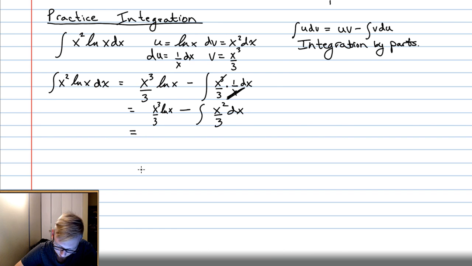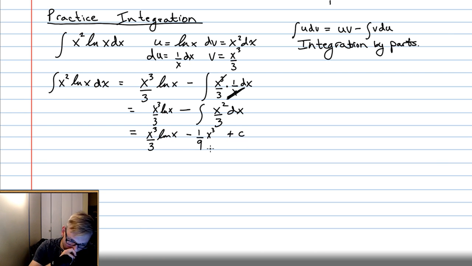Anyways, so I can finish this problem. Might as well, right? X cubed over 3 natural log of x. That stays the same. Now the integral of x squared over 3. It's just the reverse power rule, so you have to bring the exponent up by 1 and divide by it. So 2 plus 1 is 3. 1 over 3 times 3 is 9. 1 over 9 x cubed. And then you would have to, of course, add a constant when you do integration. And that's it. Easy.